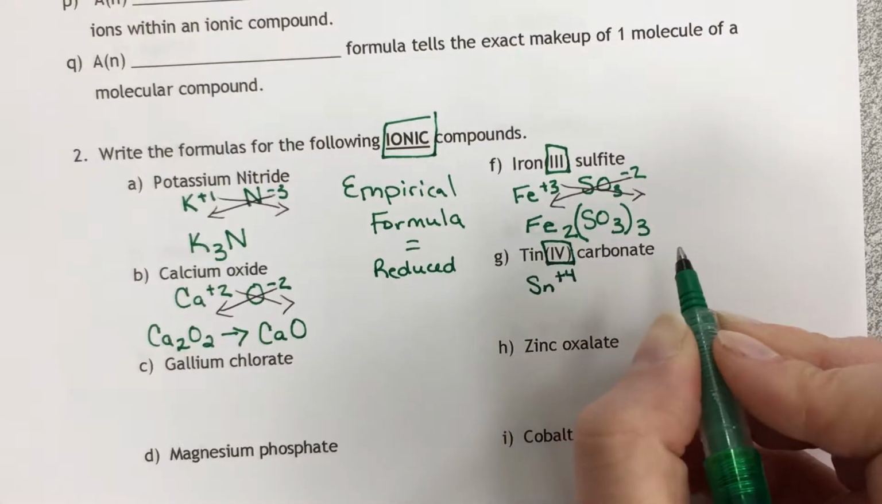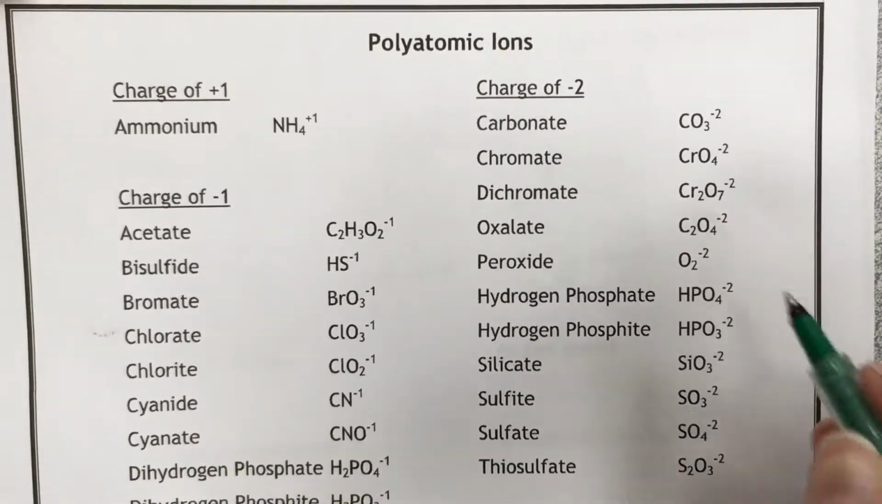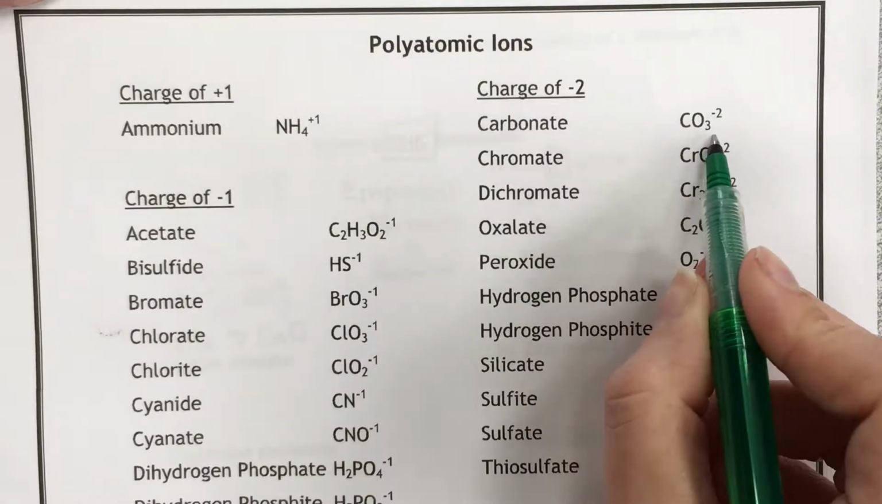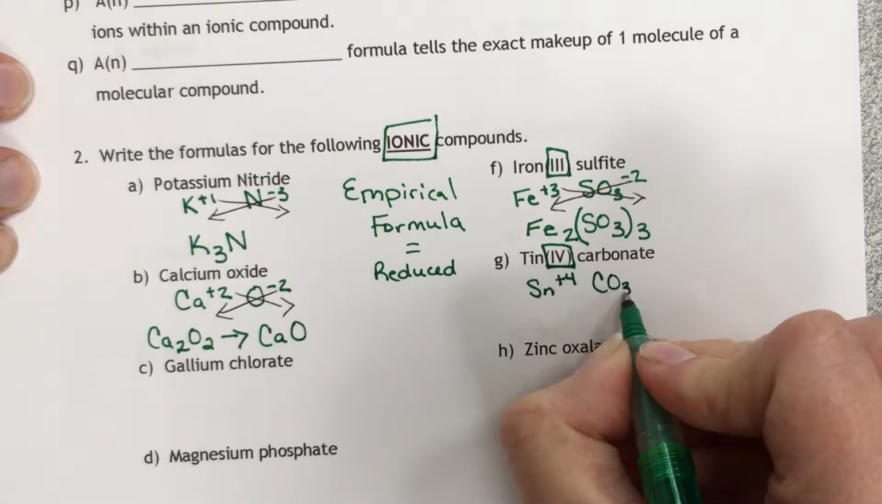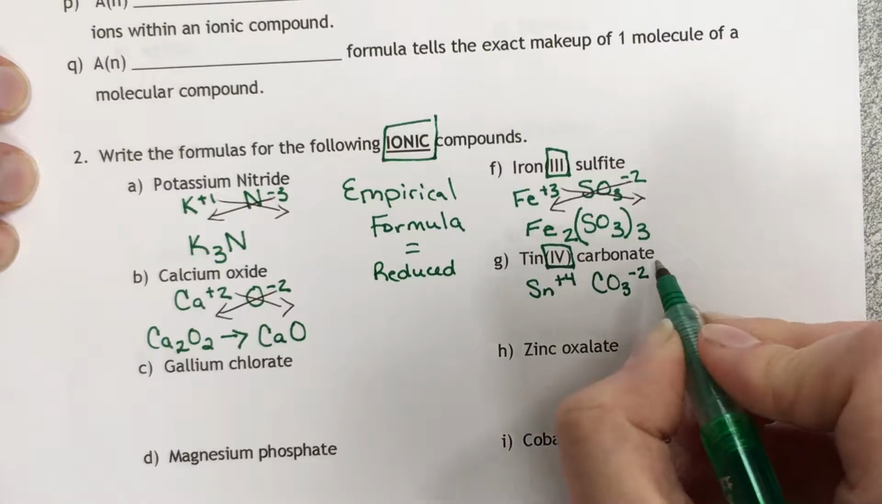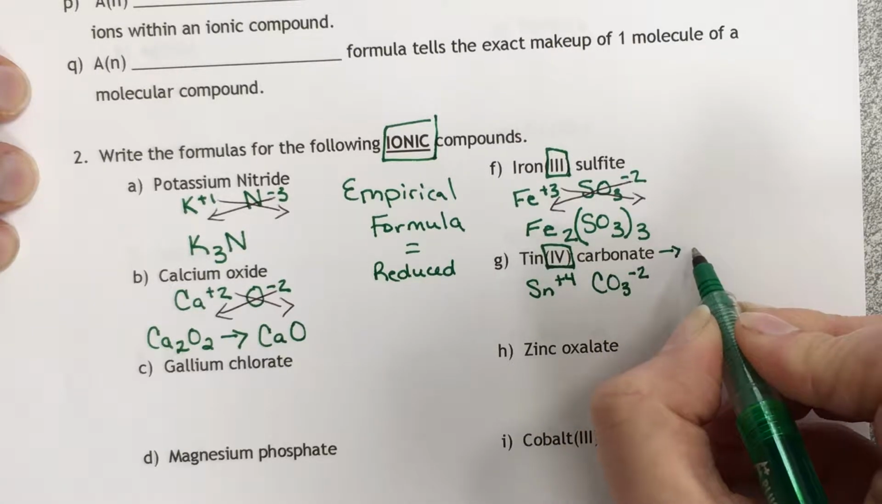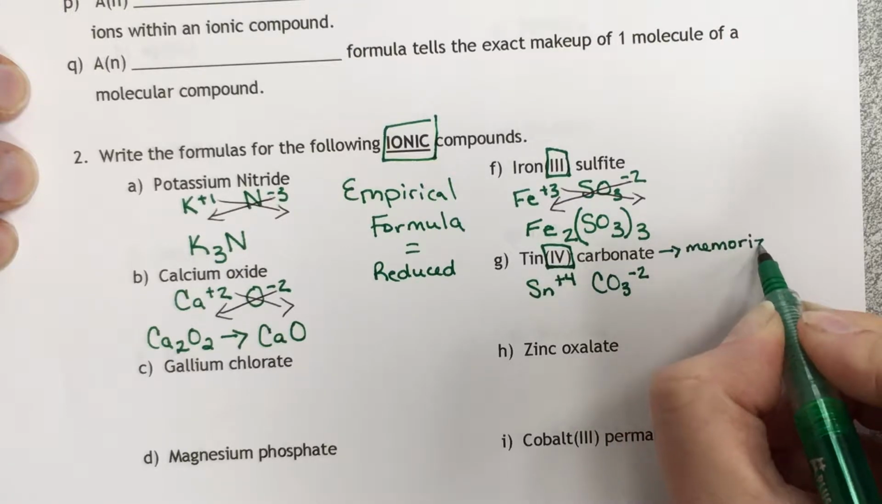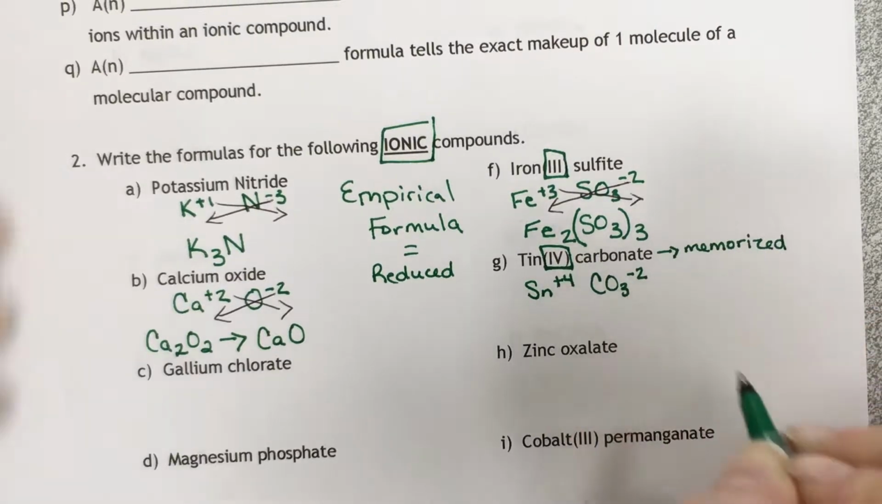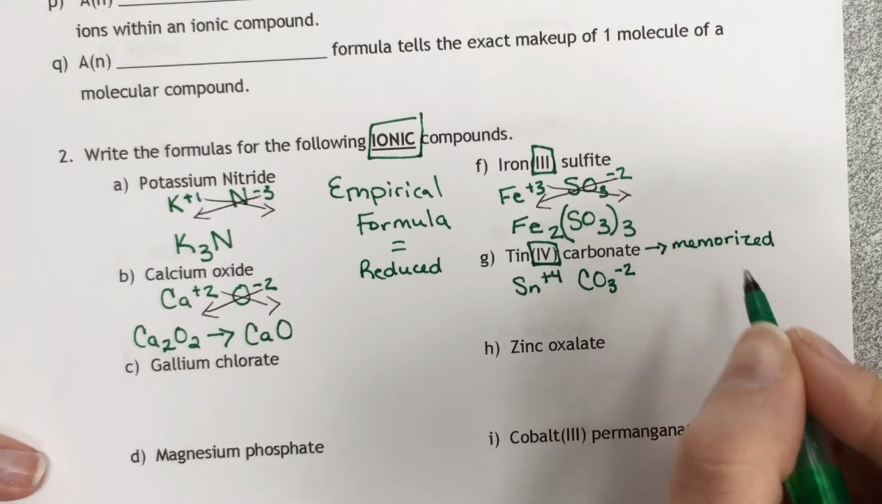Carbonate, that is not on the periodic table. We have to find that on our polyatomic ion sheet. Carbonate, right here, CO3 minus 2. So I just copy that down, CO3 minus 2. Make sure you remember that this is one that you have to memorize. If you hadn't memorized it, you wouldn't do very well on the test on this one. Okay, you would have had to guess, I guess.